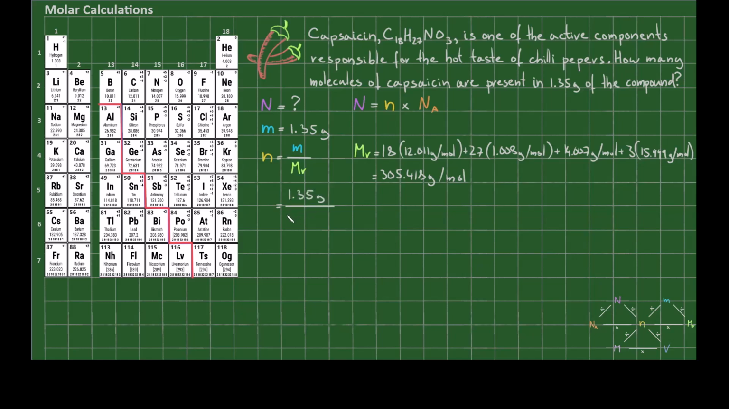Now I have everything to calculate the number of moles, and it will be 1.35 grams over 305.418 grams per mole. According to my calculator, that is 0.00442 moles when rounded to three significant figures.